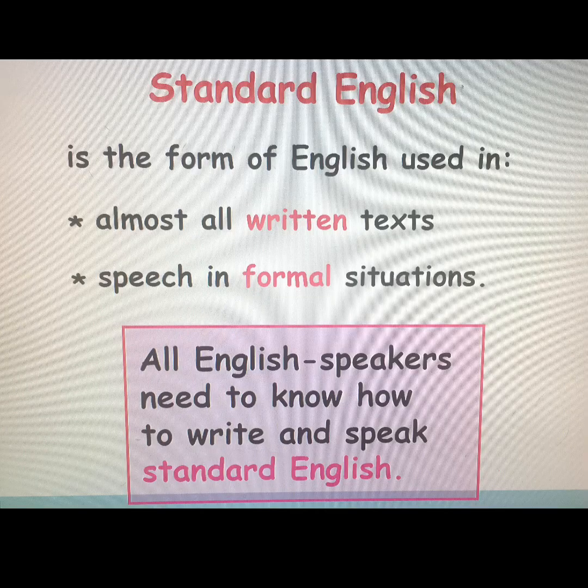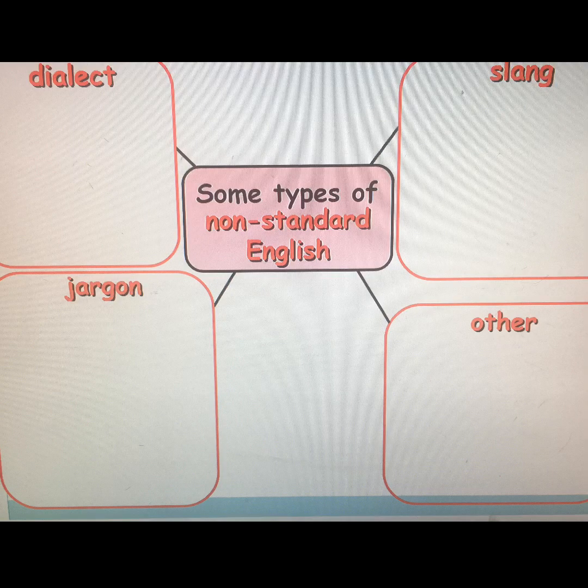Today, we're going to be looking at standard and non-standard English, its uses and the differences. Standard English is the form of English used in almost all written texts and speech in formal situations. All English speakers need to know how to write and speak in standard English. But there is non-standard English.